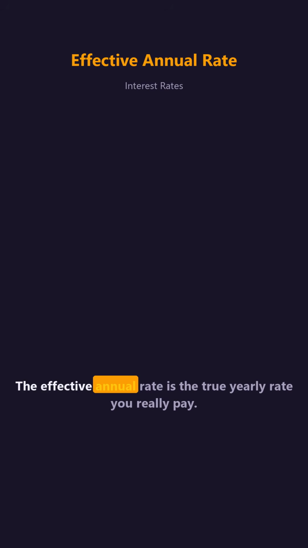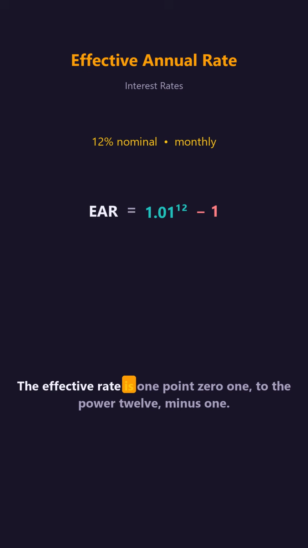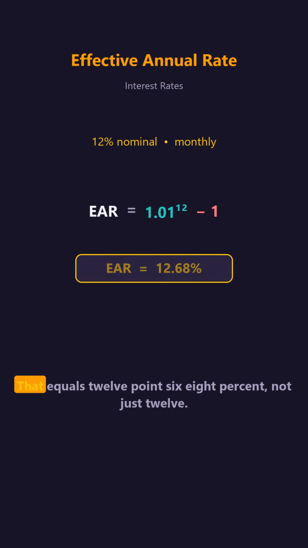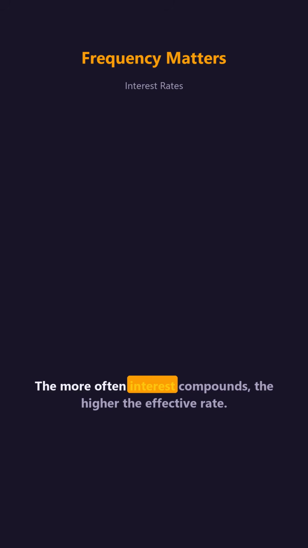The effective annual rate is the true yearly rate you really pay. Take 12% nominal, compounded monthly. The monthly rate is 1% over 12 months. The effective rate is 1.01 to the power 12 minus 1. That equals 12.68%, not just 12. Compounding turns 12% into almost 13. The more often interest compounds, the higher the effective rate.